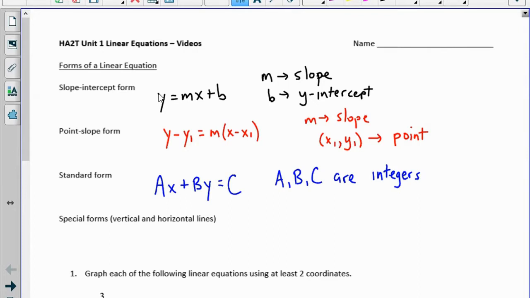Special forms, for example, vertical and horizontal lines. Vertical lines take the form x = some number, and horizontal lines take the form y = some number. So that is a special form. y = k is also the same thing as slope-intercept form where m = 0, or point-slope form where m = 0, because when you have a horizontal line, the slope is 0. However, a vertical line, x = some number, can never be part of slope-intercept or point-slope form because the slope of a vertical line is undefined. And so therefore, this form, x = h, can only be related to standard form.